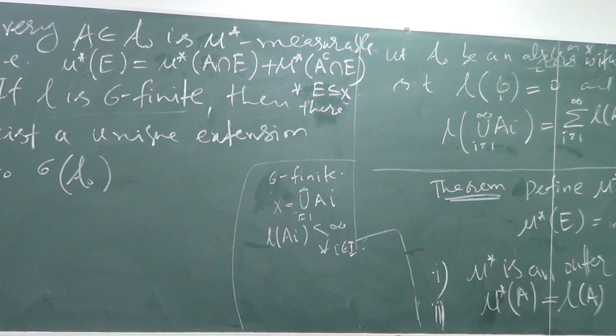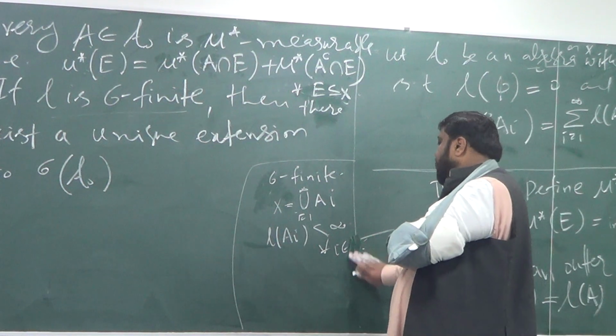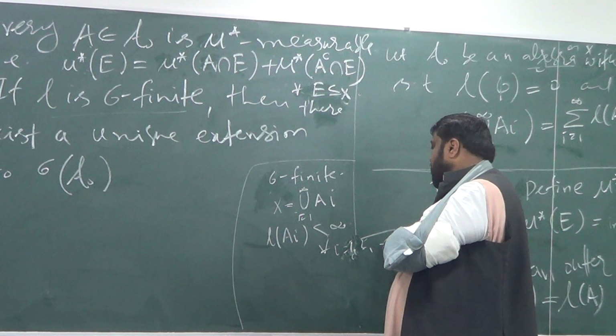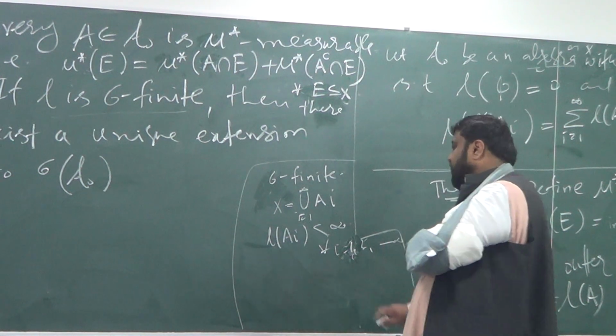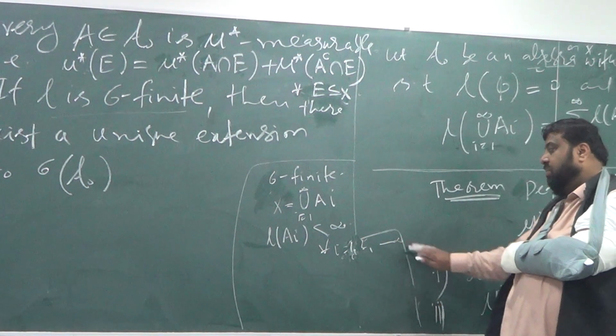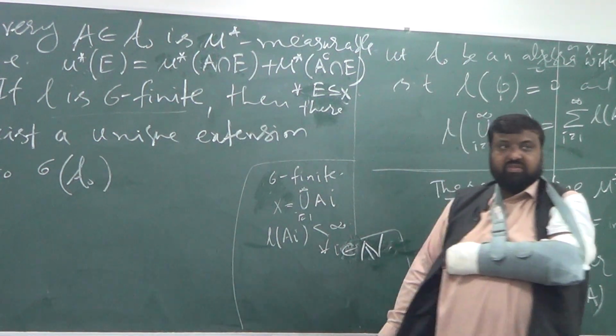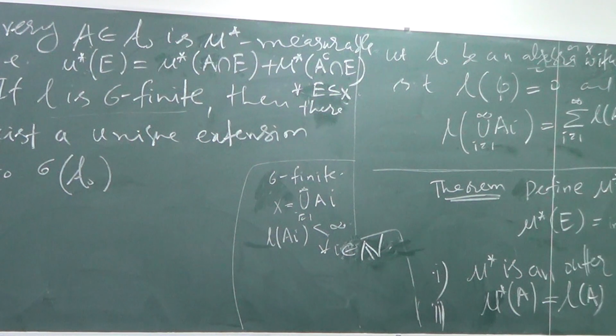What do you mean by that? Sir, you wrote that length of A_i is less than infinity for all i belonging to the interval, i equal to 1 to n. Not interval, but 1 to infinity, or i belongs to natural numbers. This is what that means. Is it making sense? Okay.